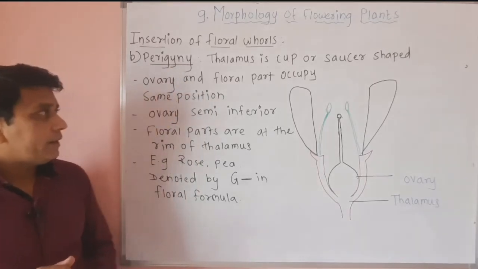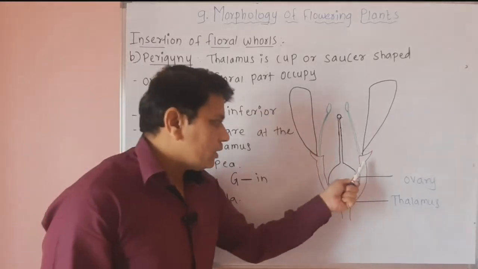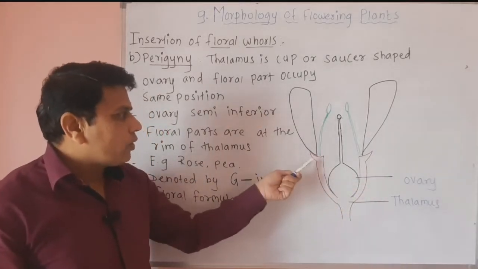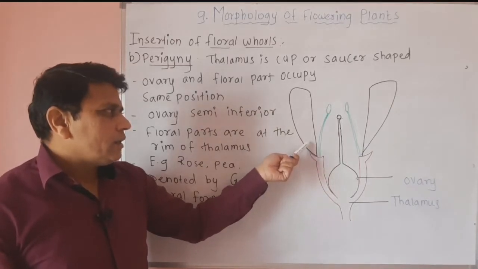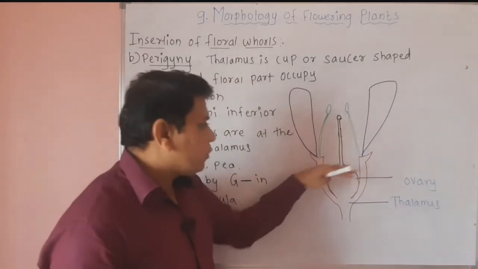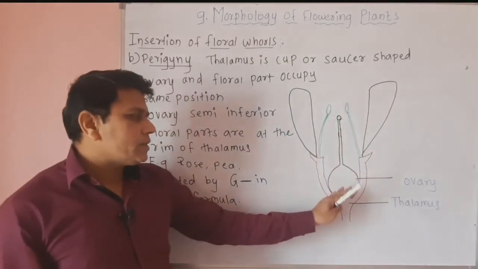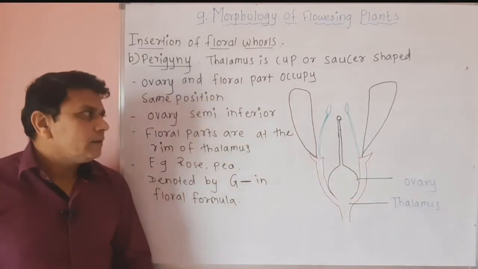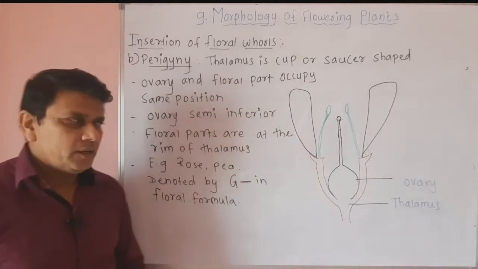Then the second type is perigyny. Now, in perigyny, here we can see in this diagram, the thalamus is cup shaped or it is saucer shaped, while the floral parts, that is androecium as well as petals and sepals, almost occupy the same position to that of the ovary. So, such ovary is semi-inferior or semi-superior and the condition of the flower is called as perigynous condition.